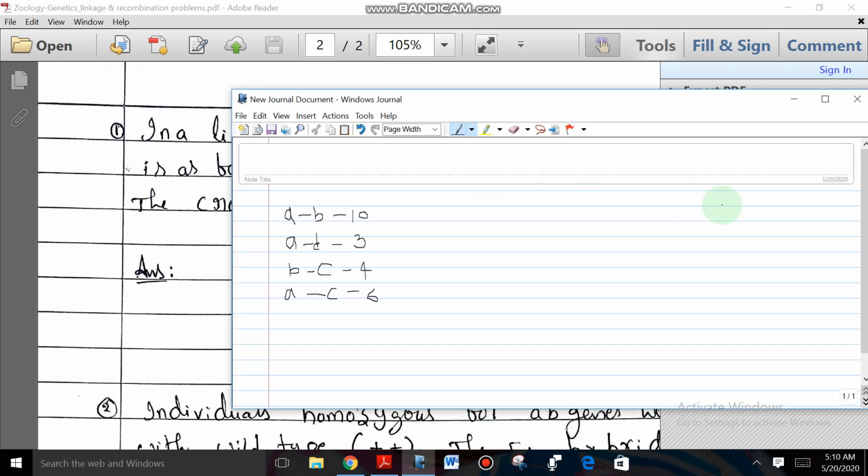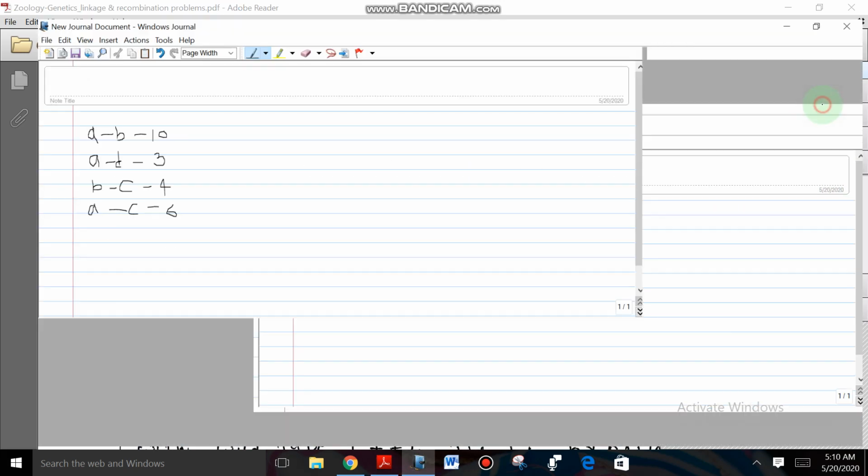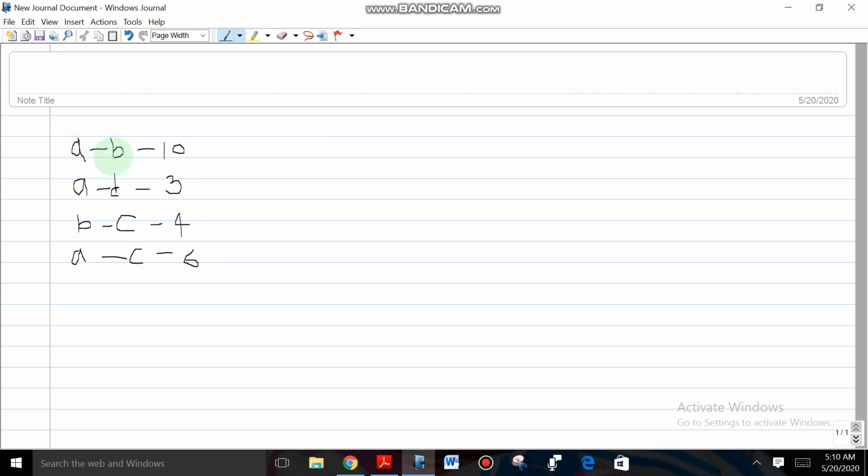Okay, see here in this, the distance between A to B how much? 10. The distance between A to D how much? 3. The distance between B to C how much? 4 map units. A to C how much? 6 map units. So let us take a chromosome. Okay, this is the chromosome. On the chromosome, A, B, C, D genes are present. So when a question like this is given, what should you consider first?